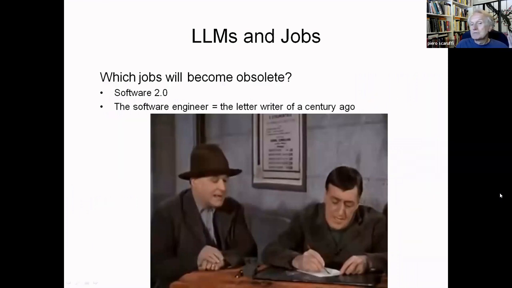So which jobs will become obsolete? I live in Silicon Valley, so a lot of software engineers now are panicking. Not the ones who work in AI, of course, the others.